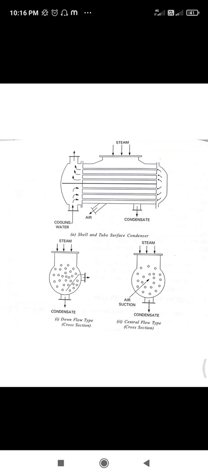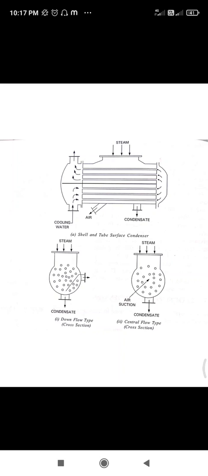In this inverted type surface condenser, steam enters at the bottom and flows upward. The air extraction pump is placed at the top. The condensate flows down and is removed at the bottom, where the condensate pump is located. This is the working of the inverted type surface condenser.